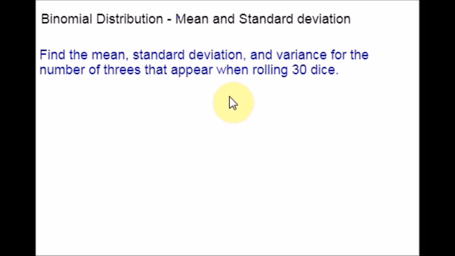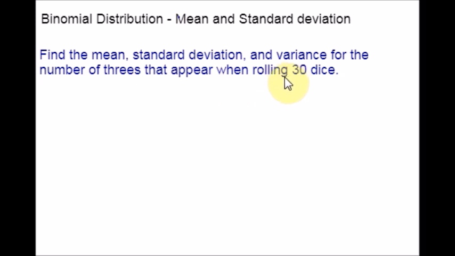Now we are going to do one example with rolling a die. Okay, please read the question and identify what is N and P. Here, find the mean, standard deviation and variance for the number of threes that appear when rolling 30 dice. So totally you are going to do 30 trials. Am I right? So N would be 30.